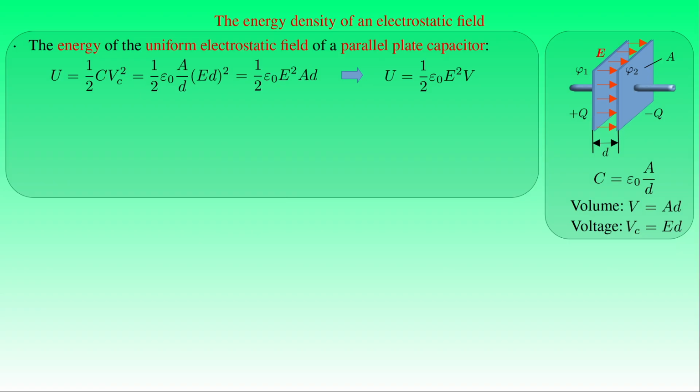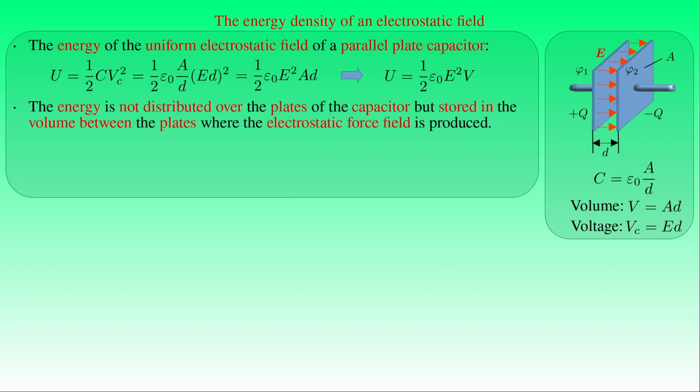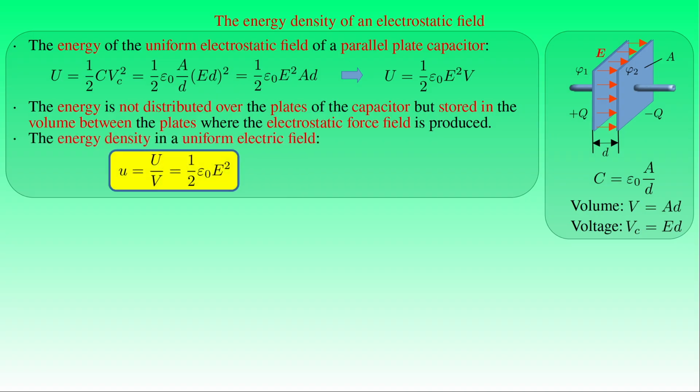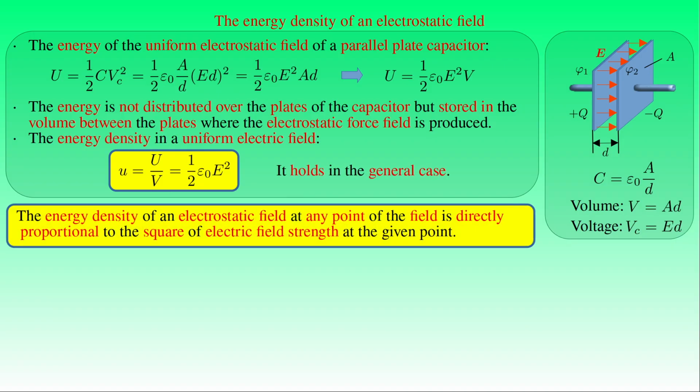We can interpret this result as the fact that the energy U is not distributed over the plates of the capacitor, but it is stored in the volume V between the plates, where the electrostatic force field is produced. Since this field is uniform for parallel plate capacitors, the energy per unit volume, that is the energy density denoted by lowercase u, is equal to 1 over 2 times the vacuum permittivity epsilon naught, times the square of the magnitude of the electric field strength E. Although we derive this result for parallel plate capacitors, it holds in the general case as well. In other words, the energy density of an electrostatic field at any point of the field is directly proportional to the square of the electric field strength at the given point.